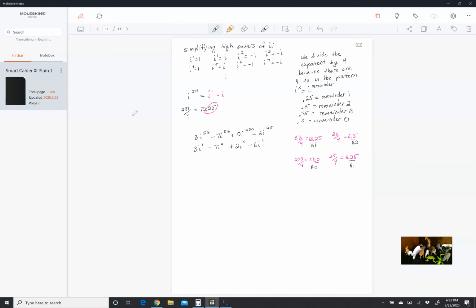Okay, now we just replace. So i to the first is i. i squared is -1. So you can skip this step, and if you turn this directly into a +7, that's fine. i to the 0 is 1. And then we have minus 6i. So if we just simplify this, again, I'm putting in extra steps here: 3i plus 7 plus 2 minus 6i. So now it's just combining like terms. 3i minus 6i is -3i plus 9.